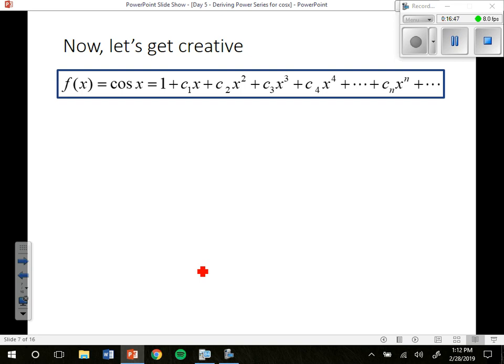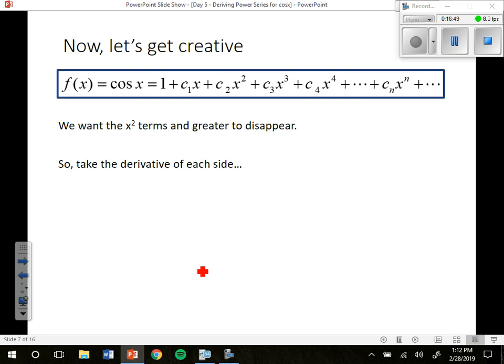Let's differentiate both sides of the equation. It's not that hard. What's the derivative of cosine x? Negative sine x. What's the derivative of 1? 0. What's the derivative of c1x? C1. What's the derivative of c2x squared? 2c2x. So that still has an x on it, which is great. Does that make sense? And then it's 3c3x squared. That's what we get when we differentiate both sides.